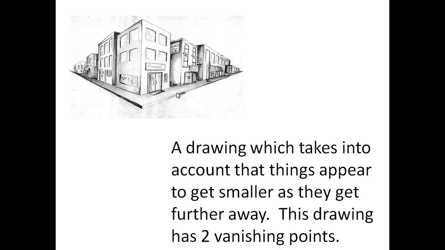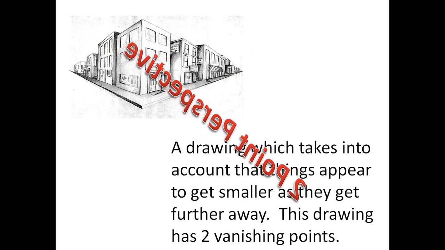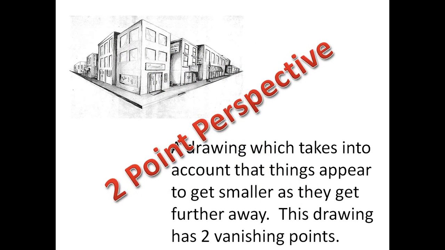Next question. A drawing which takes into account that things appear to get smaller as they get further away. This particular drawing has got two vanishing points. You can see we've got one over here and we've got one over here. They're the two vanishing points. Answer: 2-point perspective or 2-point estimated perspective, because we're not doing any measuring on there. If it looks right, it is right, so it's an estimated perspective drawing. Remember, all of these three-dimensional drawings are pictorial views, so any drawing that is three-dimensional is a pictorial view. So let's move on to the next one.